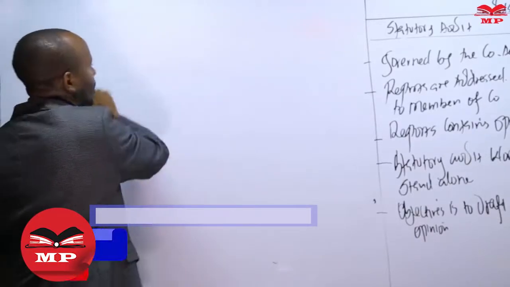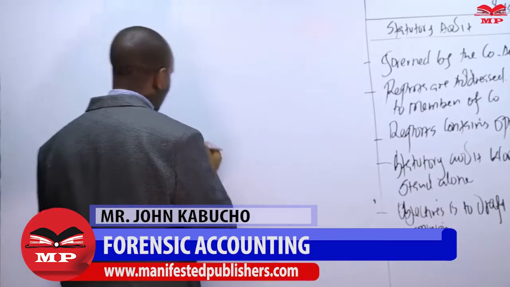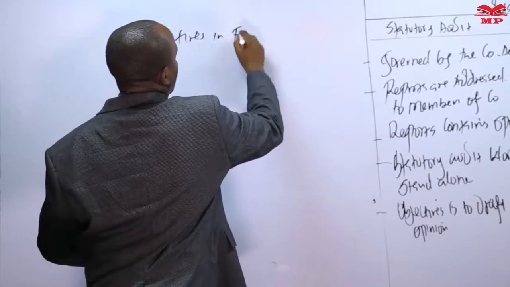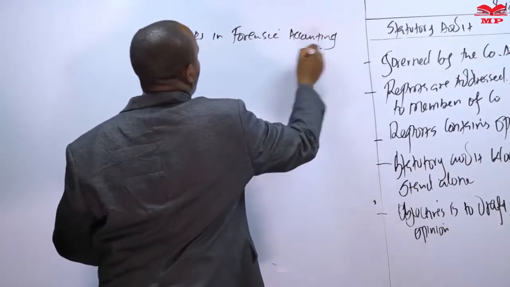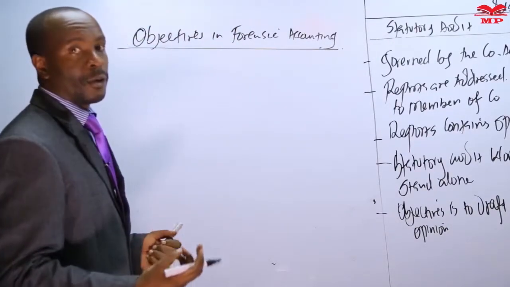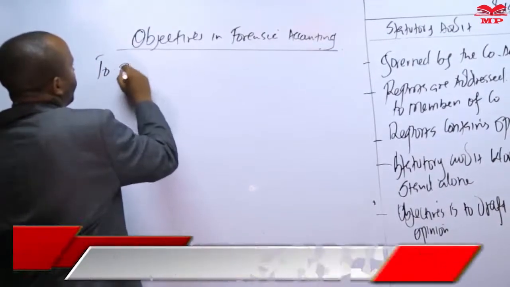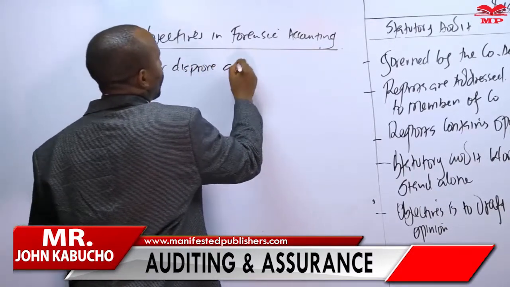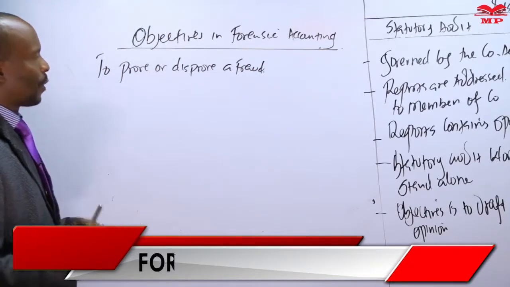What exactly do we want to achieve whenever we start this particular kind of investigation? Objective number one: objectives in forensic accounting. Remember, I said the word accounting can be used as a synonym to stand for investigation and to stand for auditing. And so here we say the first objective is to prove or disprove fraud.